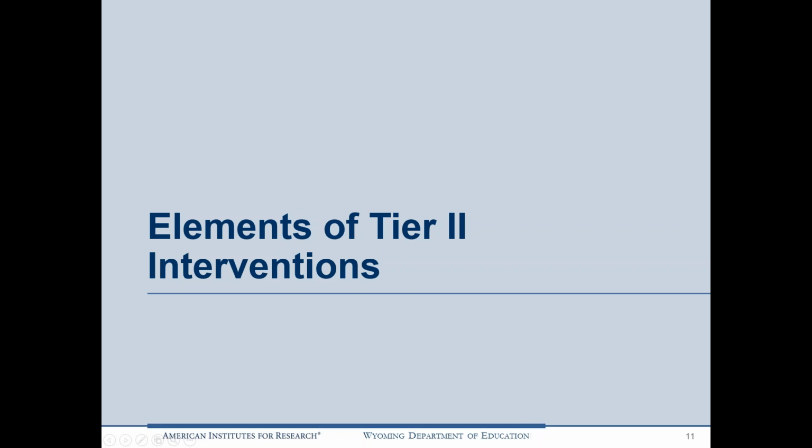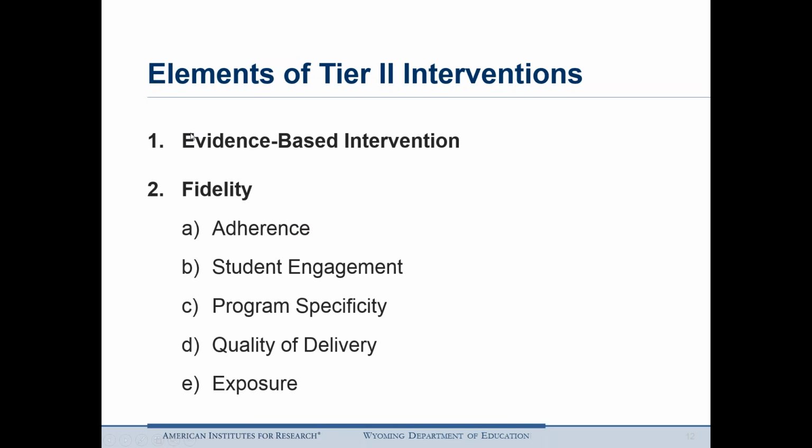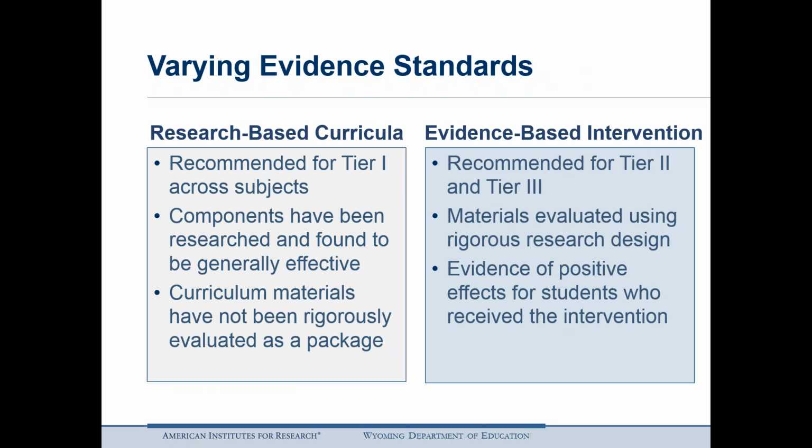So what are the elements of a Tier 2 intervention? Tier 2 interventions should be evidence-based and conducted with fidelity. Let's take a look at what it means for a Tier 2 intervention to be evidence-based. There are varying levels of evidence for instruction and interventions delivered within an MTSS framework. On the left, you see research-based curricula. This is recommended for Tier 1 or core instruction across all subjects.